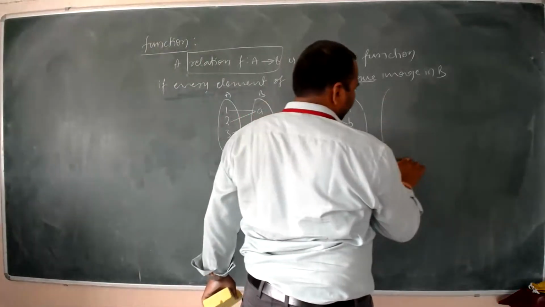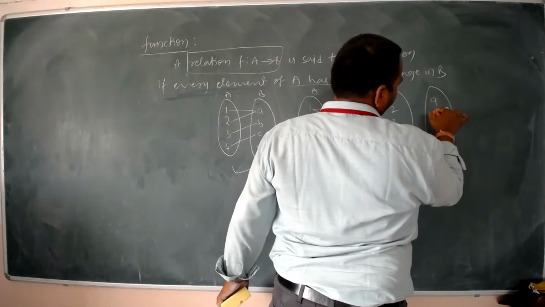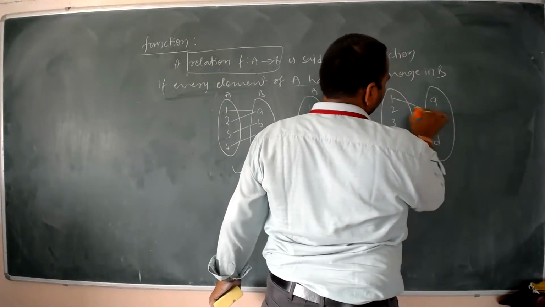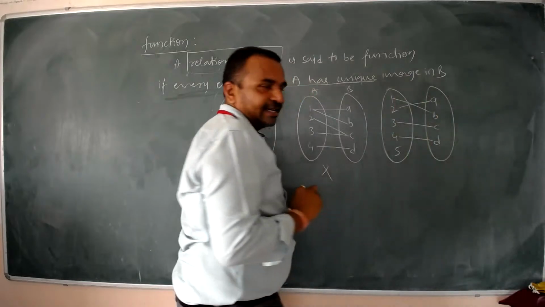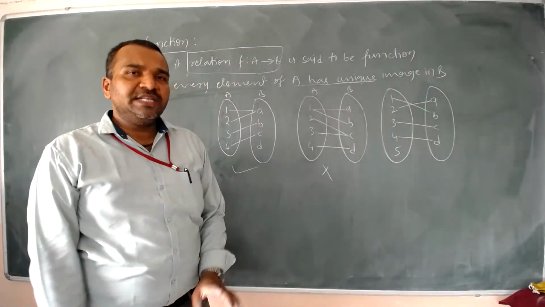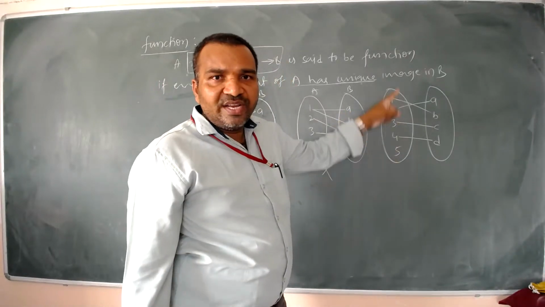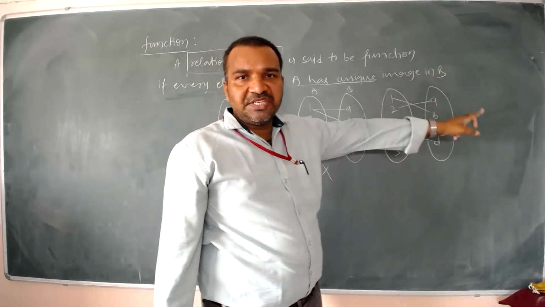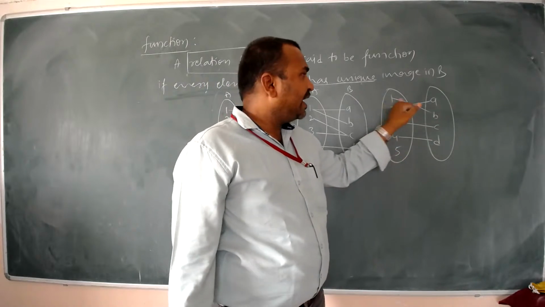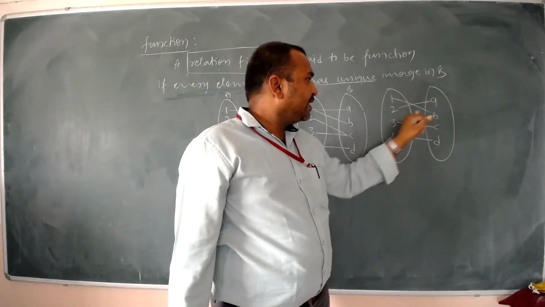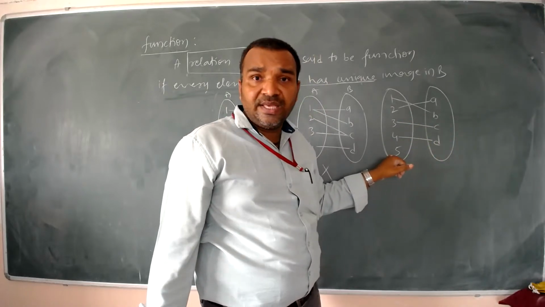Go for another one. 1, 2, 3, 4, 5. A, B, C, D. I'm taking like this. Is it a function or not? It is not a function. Why is it not a function? Because what is the definition? Every element of the first set has a unique image in the second set. So what are the elements in the first set? 1, 2, 3, 4, 5. 1 has image A, 2 has image A, 3 has image C, 4 has image D. But 5 is not related with any element.